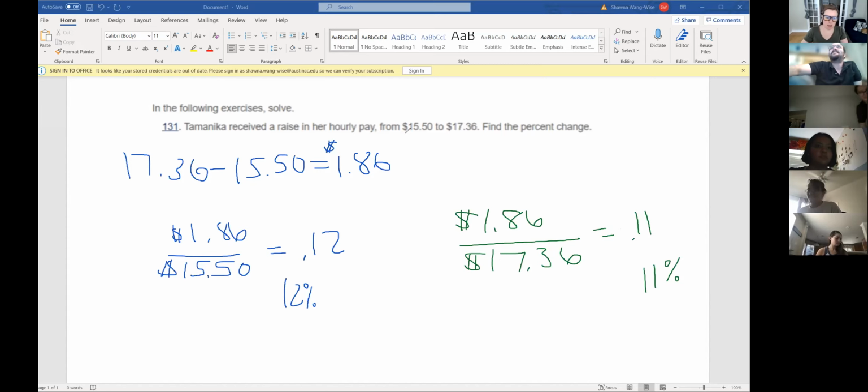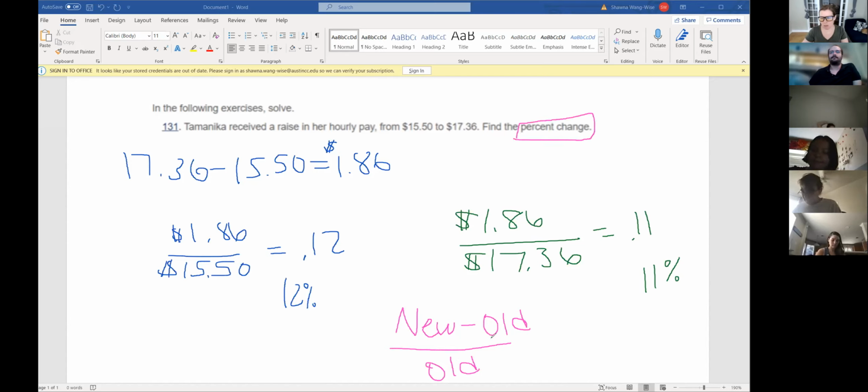So there is a formula for this. Let me write it just so you have it. It's new minus old, or original, over old. This is to find what we call percent change. You can see this written a whole bunch of different ways. It could be second minus first divided by first, or new minus original divided by original. But this is how you find percent change. So in this problem, this one was our old pay, and this one was our new pay. So that's how you do it.